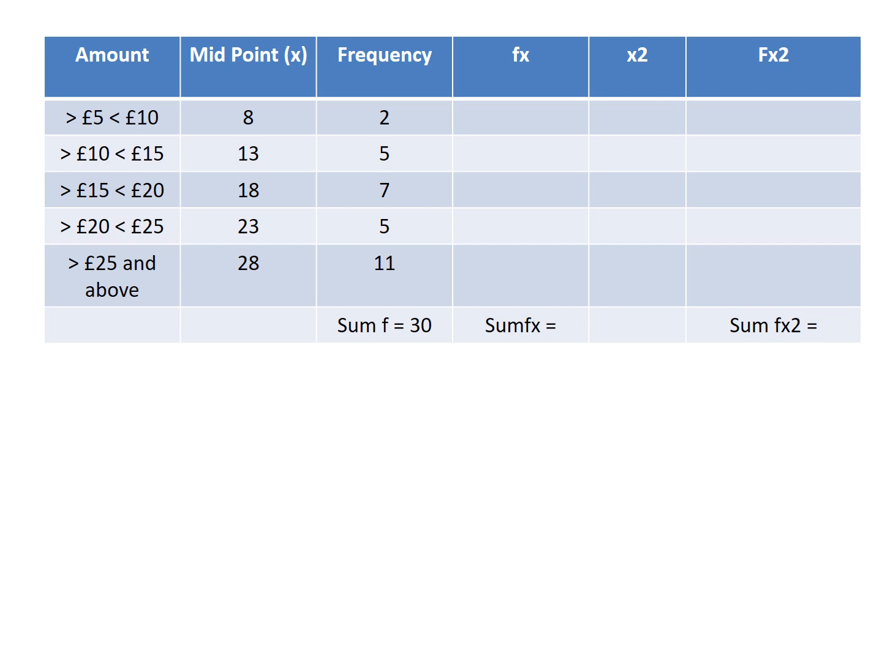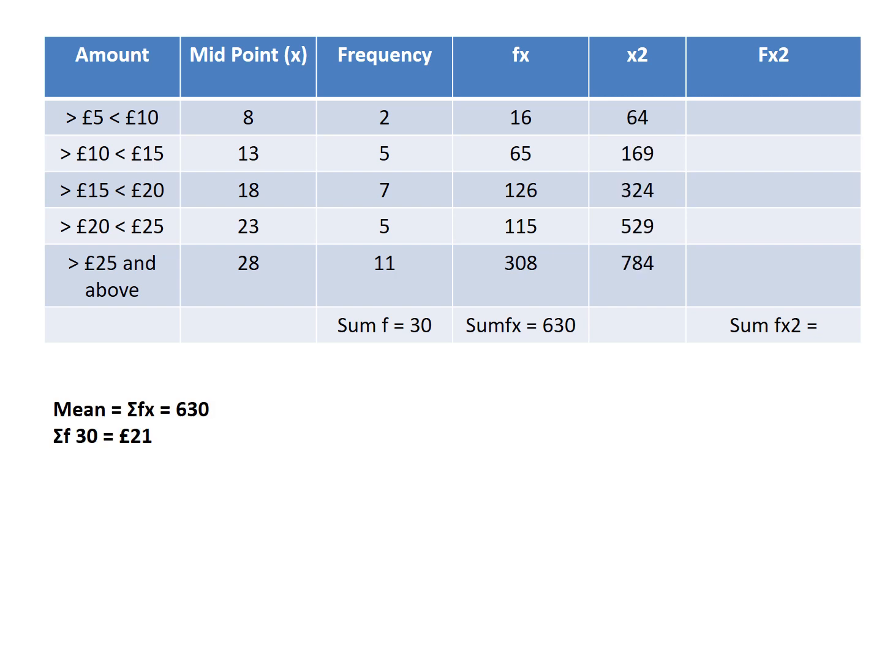So now we continue working out the table. The next column that we complete is f, which is the frequency, times x, the midpoint. So it will be 8 times 2, 13 times 5, 18 times 7, 23 times 5, 28 times 11. So now we can see we're moving along the table. So let's do that. So now we've completed the frequency times x, fx, in this table here.